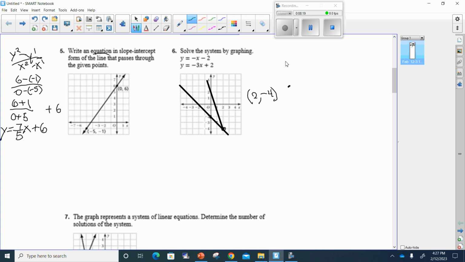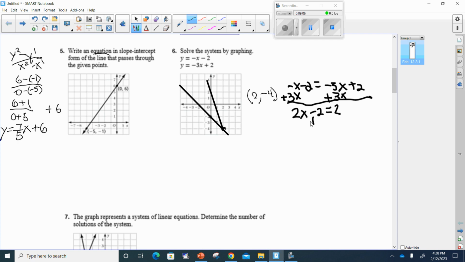All right, so if I do this, I would put them equal to each other, and that would mean that negative x minus 2 is going to be equal to negative 3x plus 2. I'm going to add 3x to each side, so I can have a positive x. 3x minus x will give me 2x. Everything else comes down, so the negative 2 comes down, the equal sign comes down, and the 2 comes down.